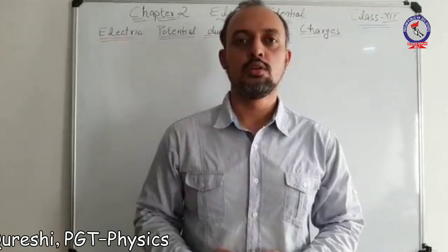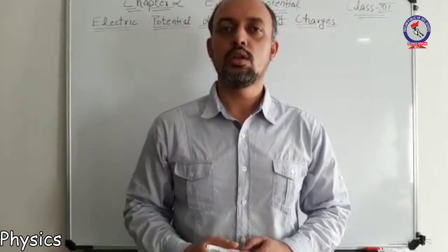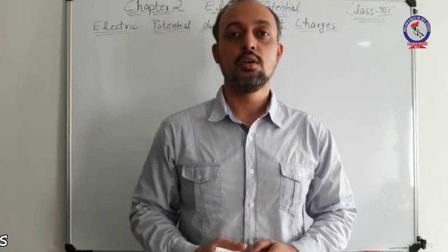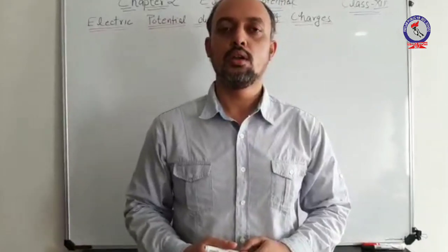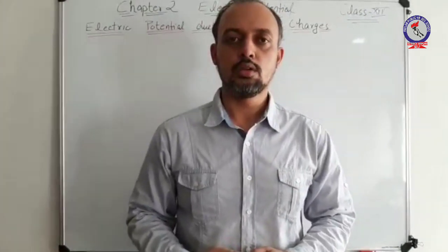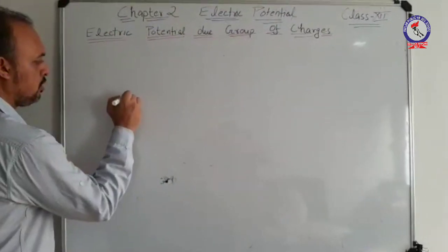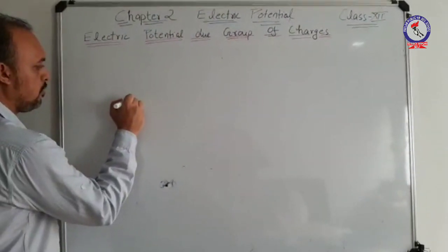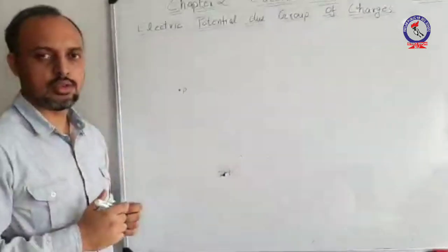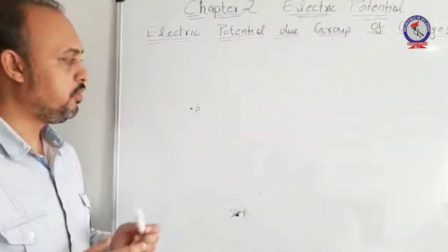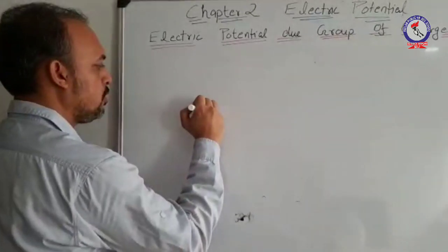Now, if there is a system which contains more than one charge, that is a system containing different charges, how can you calculate the net electric potential? Let us go through this concept. Consider this point P. We will consider a large number of charges, each at a certain distance from point P.